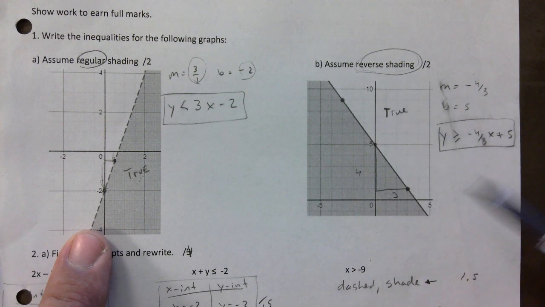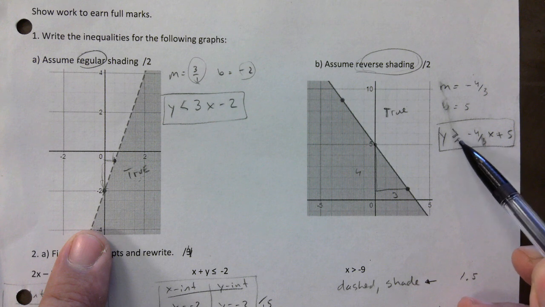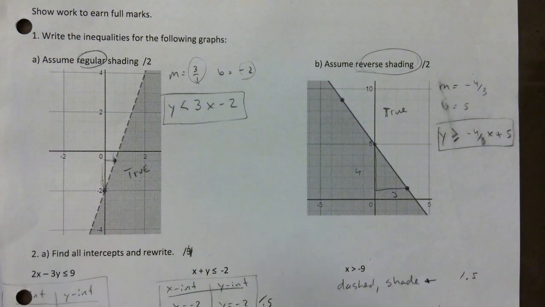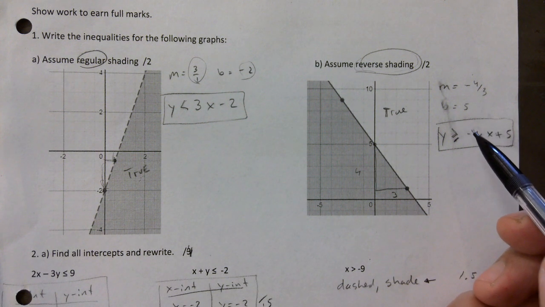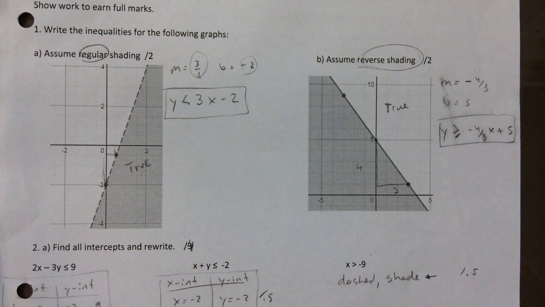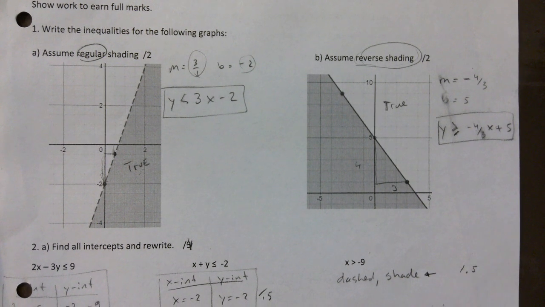And then this one here, greater than or equal to, because it's solid. The slope, some of you are flipping the 3 and the 4. So I made note of that. So it's rise and run, and the negative needed to be there. So that's -4 over 3 plus 5. Good? Moving on.